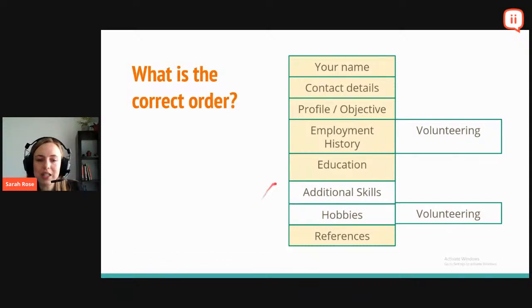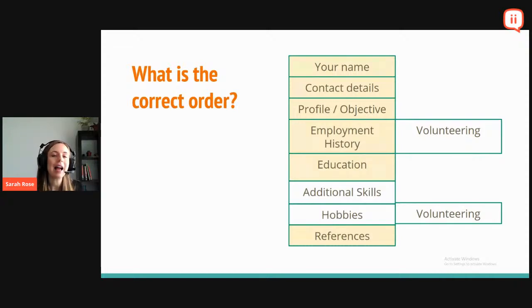Some people suggested putting education first. Now, I think it's not a definite rule. In the UK, usually people put their work experience first because experience is more important than education. In some other countries, education is more important than experience. People really want to know your degree and qualifications. In the UK, it isn't quite like that. So you don't have to put education first.